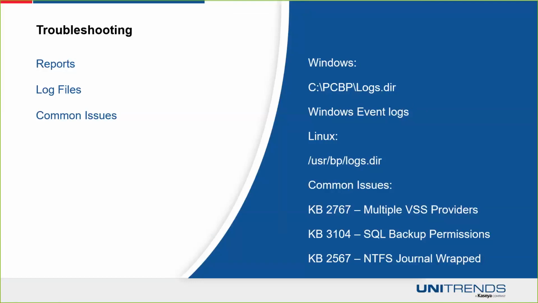Some of the more common issues that we run into with Windows machines is multiple VSS providers. If you're running a product like an older version of Backup Exec, for example, or some certain versions of Shadowcraft, they actually install their own VSS provider that can interfere with our ability to do backups. There are ways to work around this or just to remove those, and that's covered in that KB there.